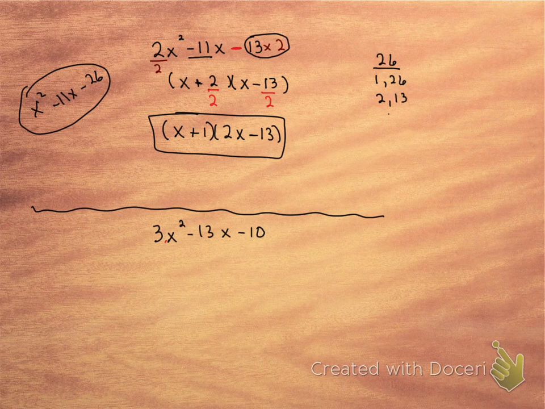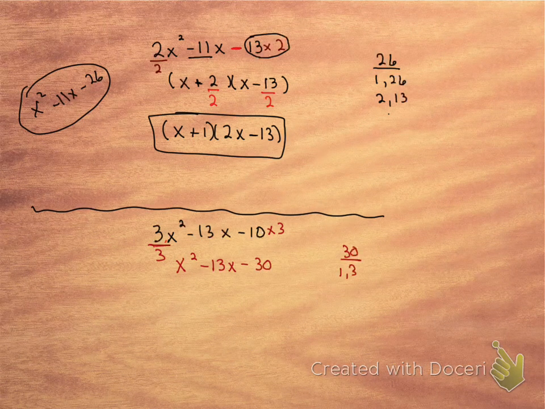Okay, another example down here, 3x squared. So our 3 is what gives us our problem. So that is what we're going to divide away here and multiply at the end, giving us x squared minus 13x minus 30, that's our temporary polynomial there. And we need factors of 30. 1 and 30, 2 and 15, 3 and 10, and 5 and 6. And then we start repeating, not necessary.